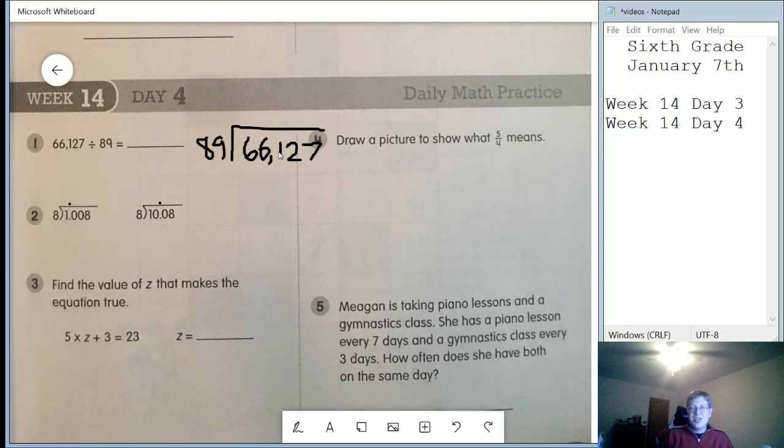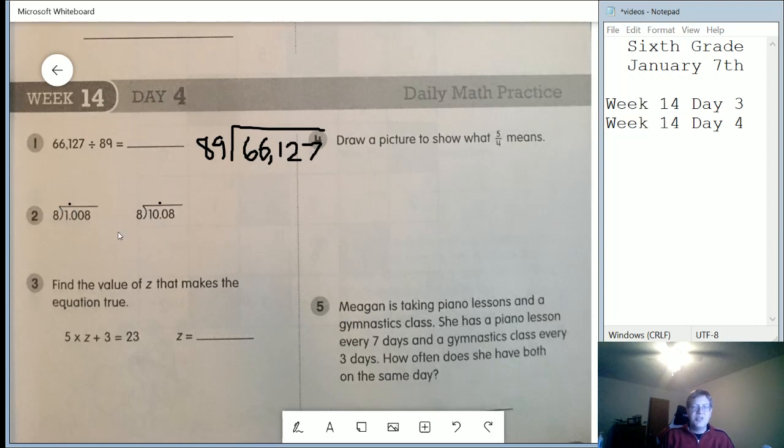We're going to be working with large numbers here. So just keep in mind the process stays the same. We need to figure out for our first digit how many times 89 goes into 661. Write that number up here and then multiply by 89 to figure out what, if anything, gets carried over into the next step of our problem before we bring down our next digit.